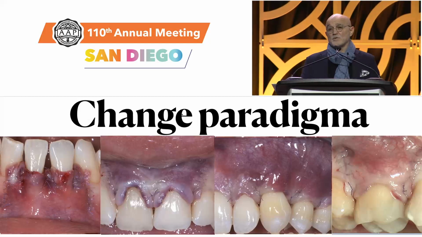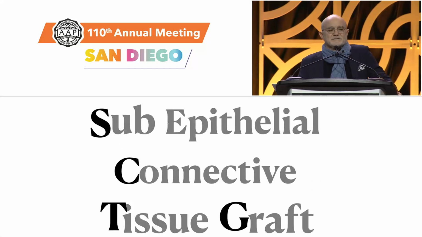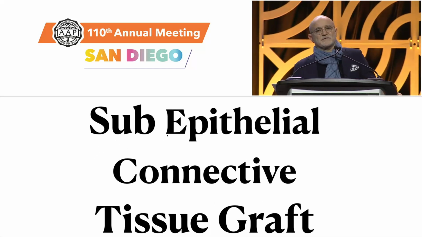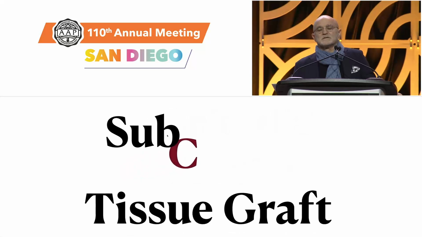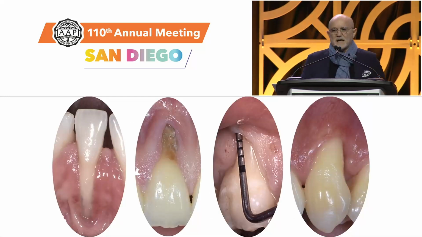This is something I want to underline because it's very important, because this means a lot of reduction in the dimension of the connective tissue graft. That is something that the patient appreciates so much. So this is where we started, subepithelial connective tissue graft. And this is where we are going, subcoronally advanced flap tissue graft. And I will try to focus on the so-called very, very severe gingival recession.